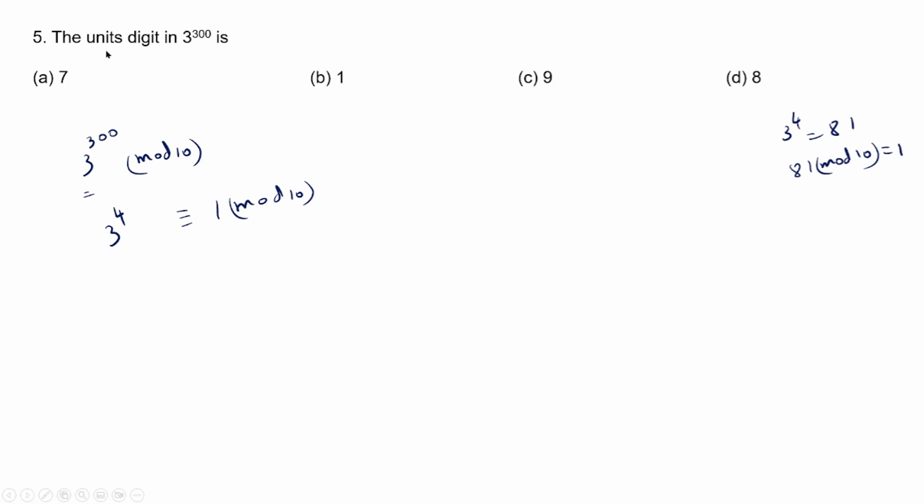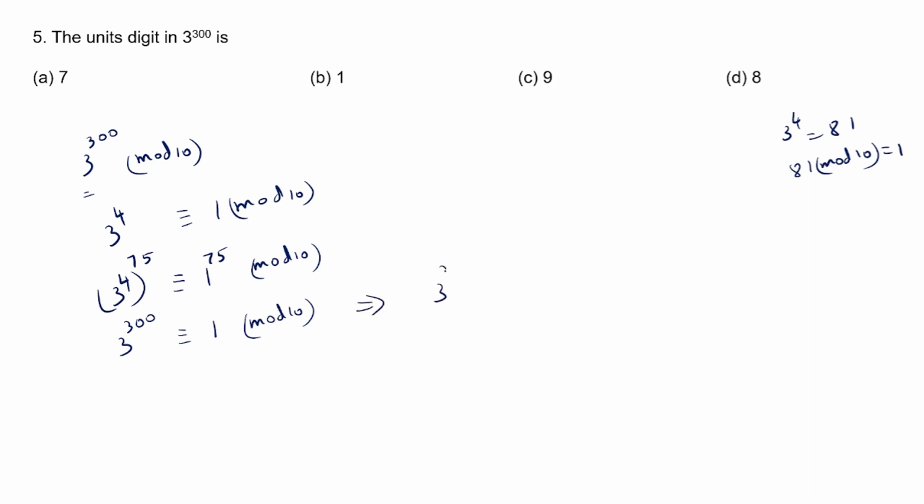Here we are asked to find the units digit, so we need to find mod 10. If we consider 3 raised to 4, which is 81, it is congruent to 1 mod 10. Or when we divide 81 by 10, we get the remainder as 1. We need 3 raised to 300, so it is 3 raised to 4, the whole raised to 75. It is congruent to 1 raised to 75 mod 10. 3 raised to 4 whole raised to 75 is 3 raised to 300, and 1 raised to 75 is 1 mod 10.